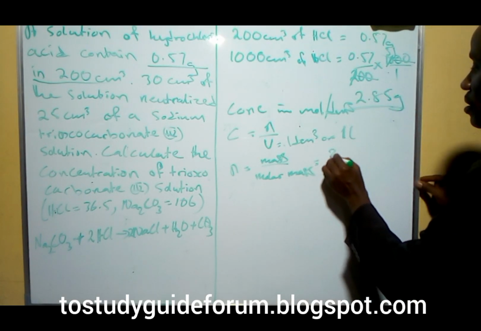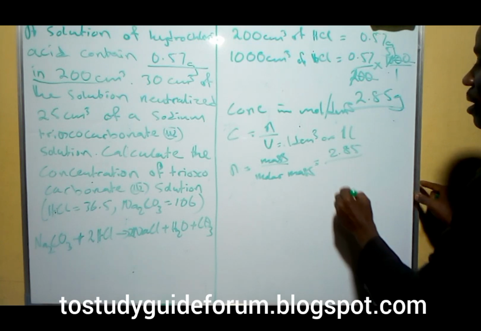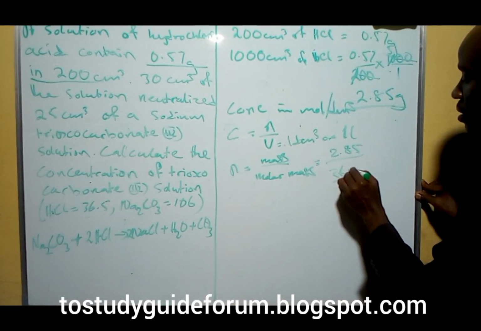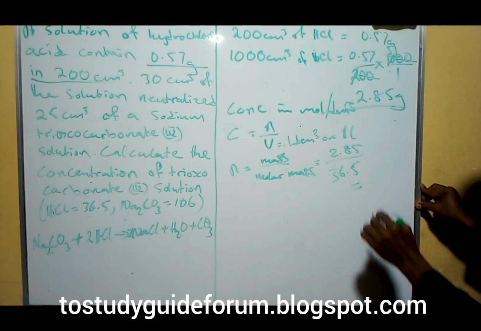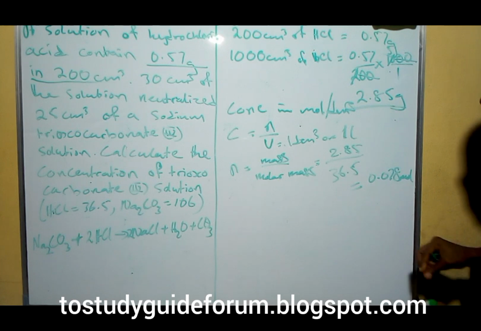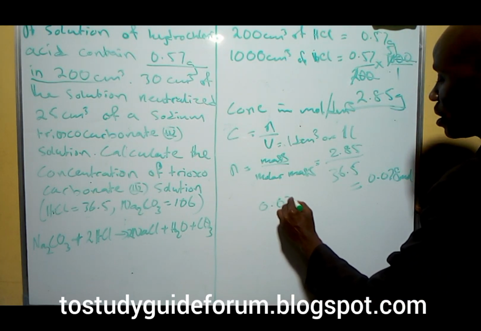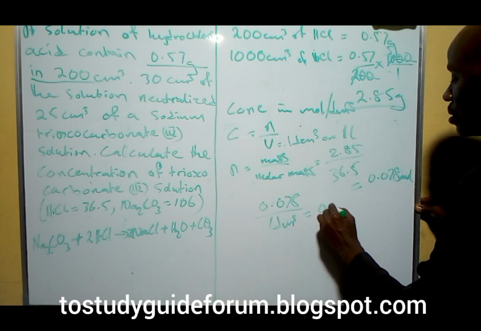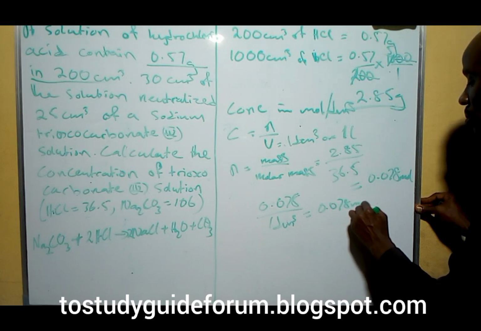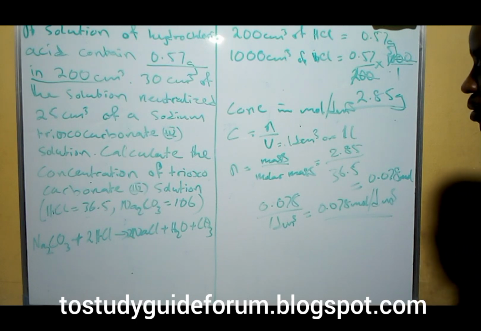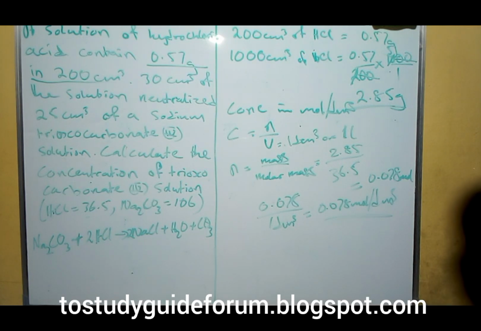That means the mass of this divided by the molar mass of the acid. The molar mass of our acid is already given to us. This is 36.5. That will give us 0.078 mole. Then when we divide 0.078 mole by 1 dm cube, we have 0.078 mole per dm cube. That is what we have. So now we can go ahead to solve the problem.